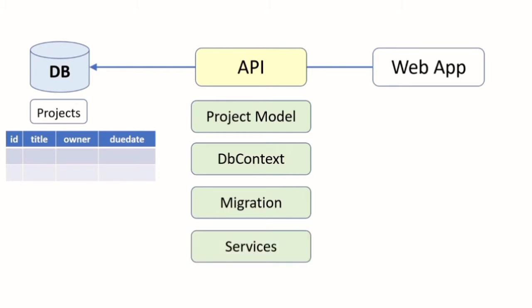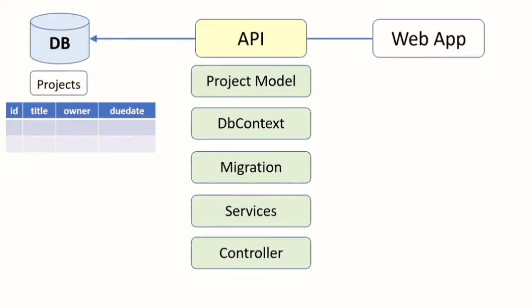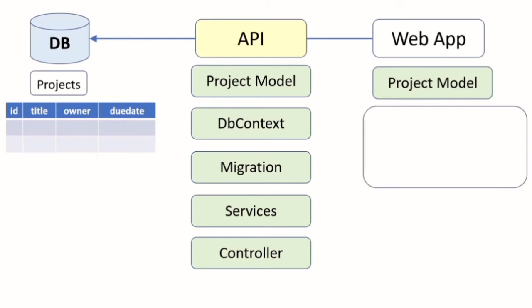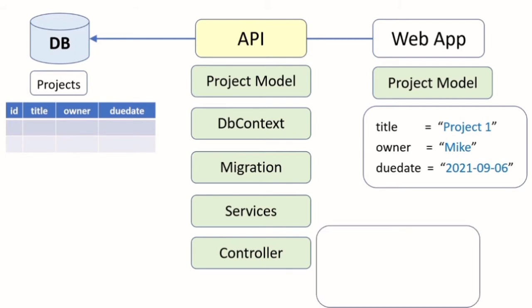And next, I will show you how to create the service and the controller. After that, I will also show you how to create this web application to communicate with this API. So you need to create the same project model as inside this API. And after that, you need to create a controller inside this web application for the user to input data into this model.